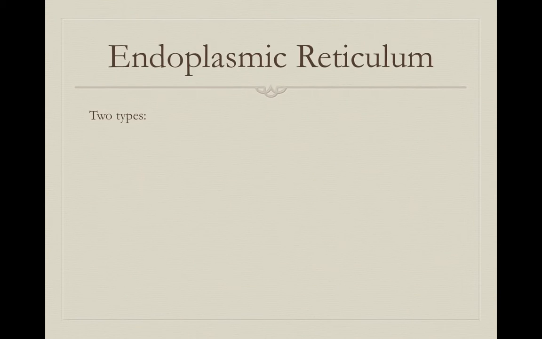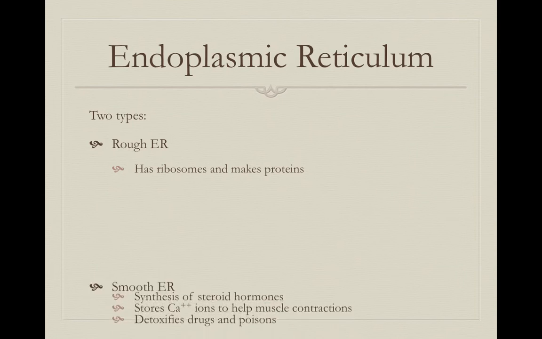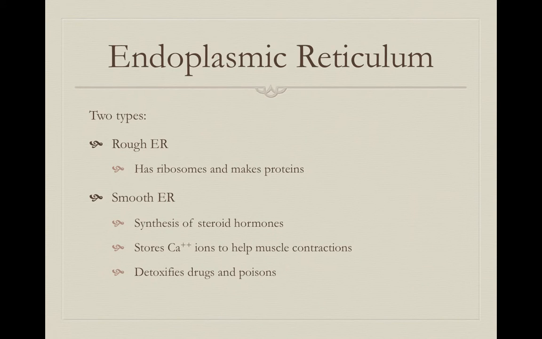Endoplasmic reticulum. There are two types of endoplasmic reticulum. We have rough ER, which has ribosomes and makes proteins. Since ribosomes are used in protein synthesis, you can remember that the rough ER makes proteins because it has ribosomes. There's also smooth ER, which synthesizes steroid hormones. It stores calcium ions to help muscle contractions, and it detoxifies drugs and poisons. So the smooth ER has a lot of different functions compared to the rough ER.